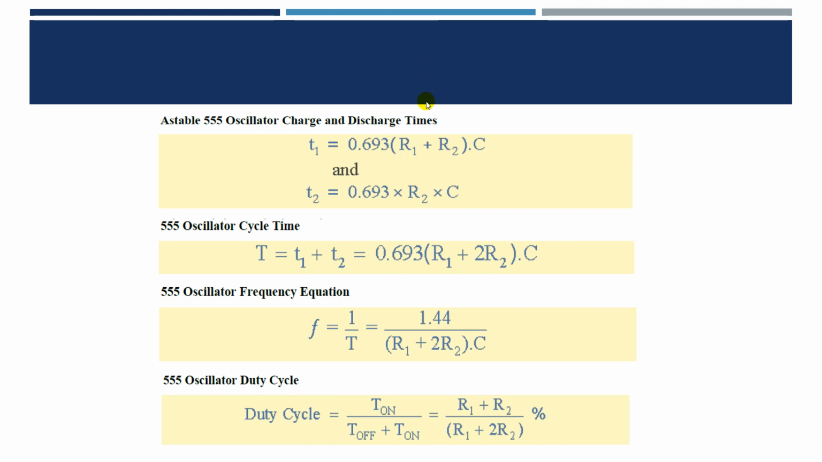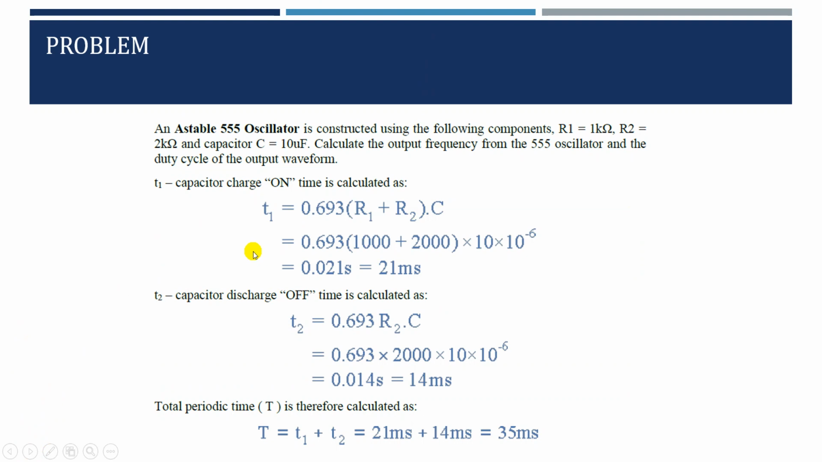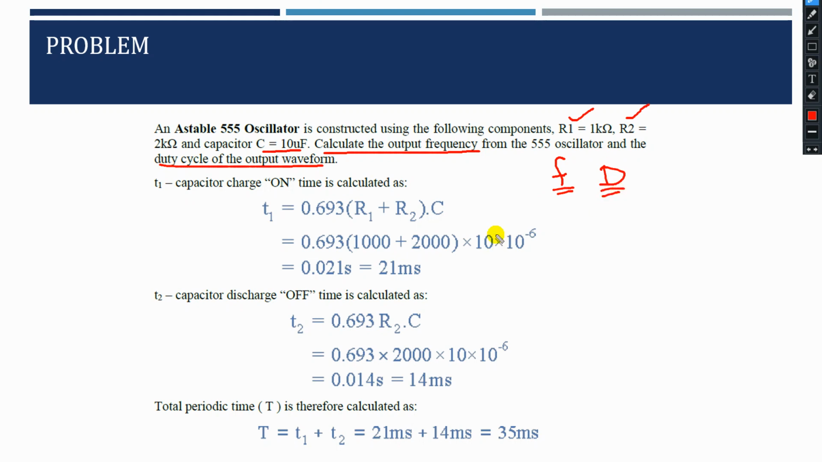So let us solve one small problem. An astable 555 timer oscillator is constructed using the following components. What are the things given? They are given R1, R2, and a capacitor. What we have to find out: calculate the output frequency, so we need to find F, and the duty cycle of the output waveform. We need to find the duty cycle also.